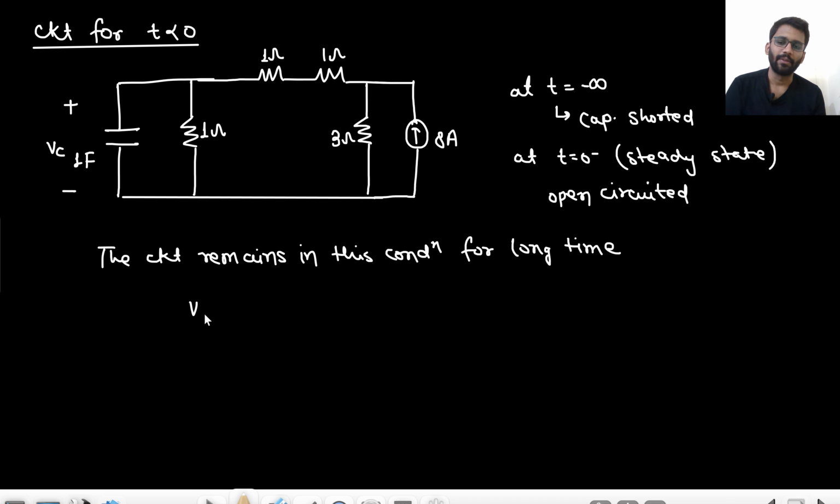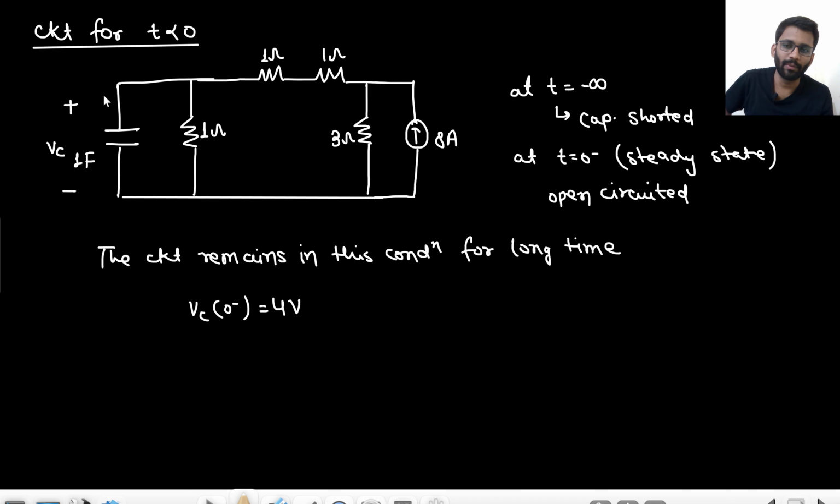That means what will be the VC value? This is a simple network analysis problem. I want you to solve it on your own. What will be the VC value? 4 volts, right? So VC 0 minus would be 4 volts. Why am I interested in finding voltage only? In case of a capacitor, whenever we talk about steady state, we will always find voltage, and in case of an inductor, we will always find current. Why so? Because they have the property of not changing the voltage, or current, instantaneously. So because of that property, we will always find the voltage across the capacitor.